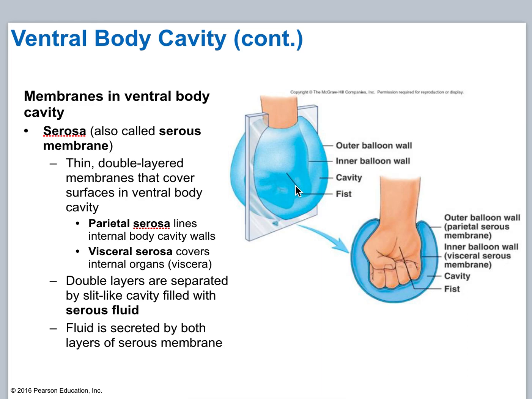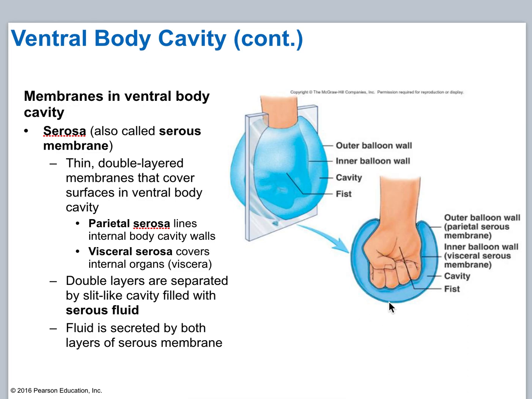There's two types of serosa: the parietal serosa and the visceral serosa. The difference between those two is that the parietal serosa lines the body cavity wall. The visceral serosa covers internal organs. Internal organs are often called viscera. If someone's eviscerated, they've been cut and their bowels spill out. So viscera means internal organs. So if the hand represents the visceral organs, then the visceral membrane would be the membrane adherent to the hand, whereas the parietal membrane would be the part adherent to the wall or the outside of the cavity.